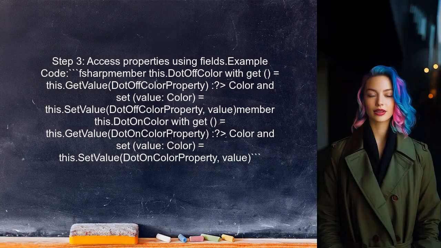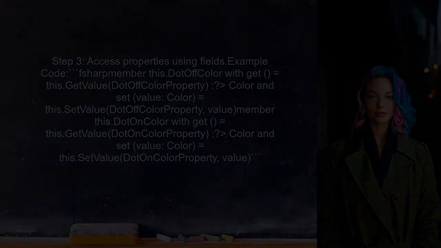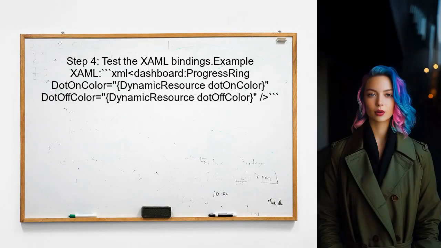After adjusting the property definitions, the user should ensure that the properties are accessed correctly in the class. This means using the fields directly when getting or setting values. Finally, the user should test the XAML bindings again. With the updated bindable properties, the dynamic resource bindings should now work without errors.